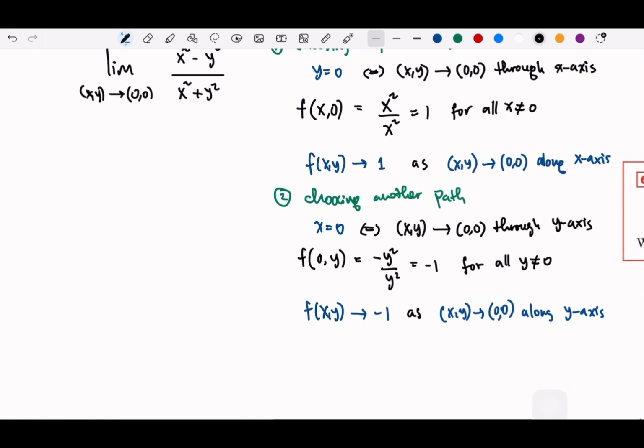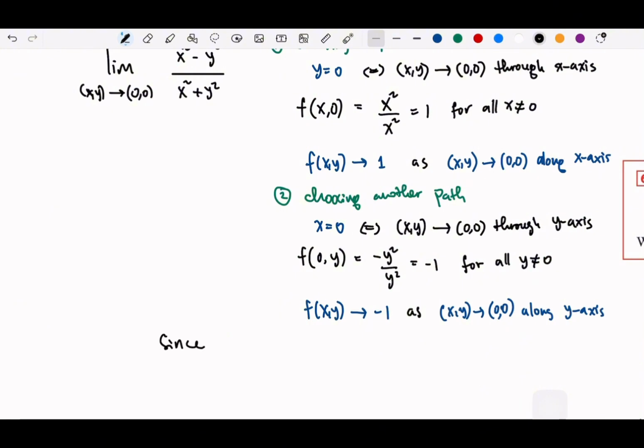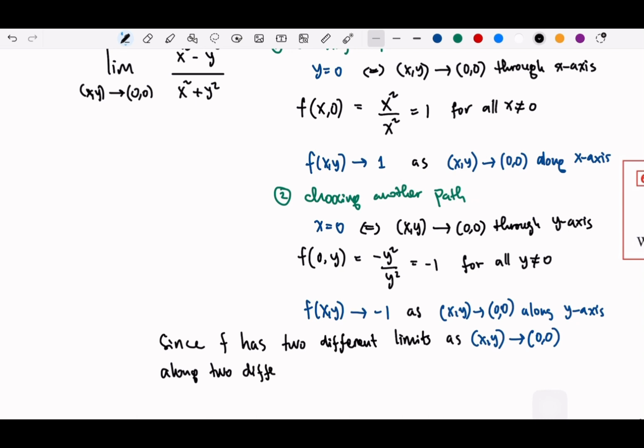So we can conclude, since f has two different limits as (x, y) approaches (0, 0) along two different paths, the limit of f(x, y) does not exist.